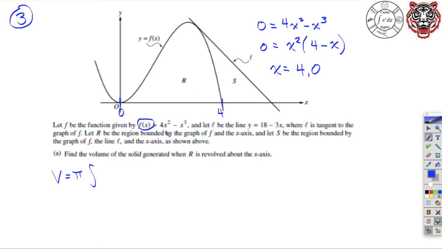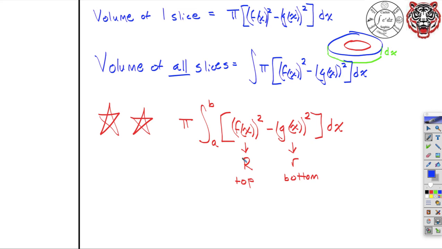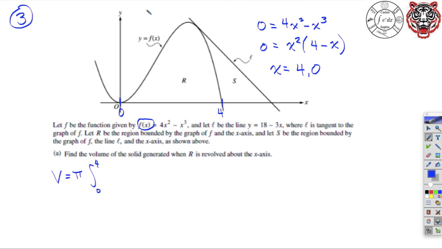But we know it's at 4, so now we know what our bounds are for our integral. Our bounds are from 0 to 4. Those are the bounds of this area of R. Then from here on out, we're just using our formula that we need to memorize. So it's going to be the top squared minus the bottom squared. So top squared, well, we only have a top. We don't have any bottom, which is really nice. So the top here is f of x.